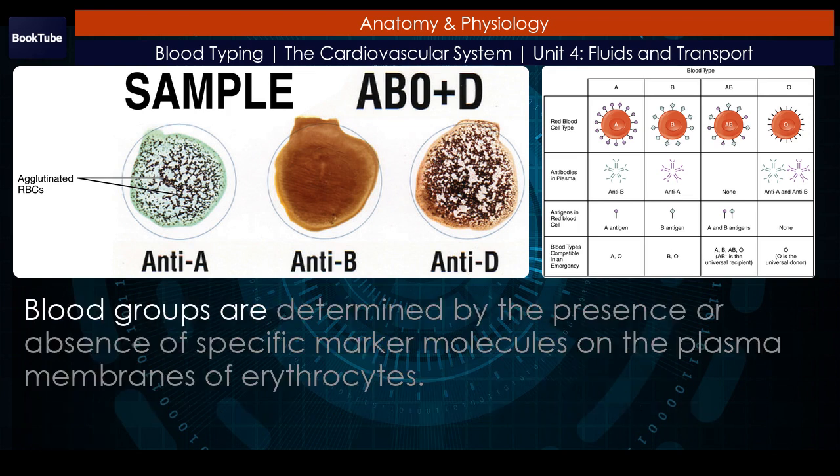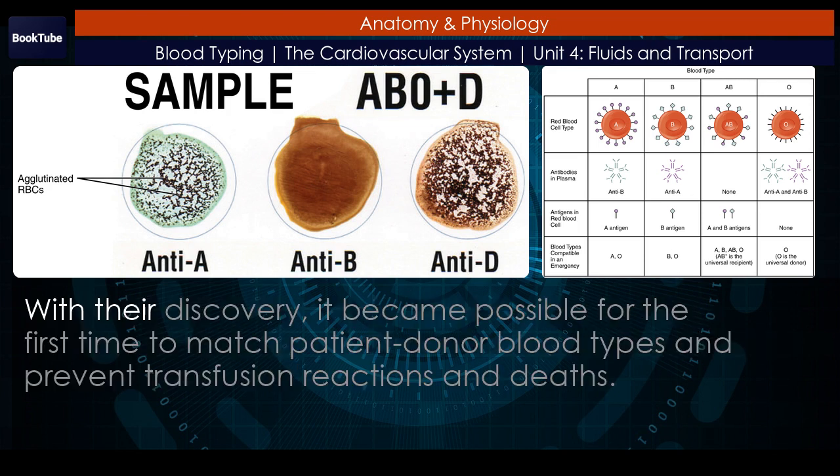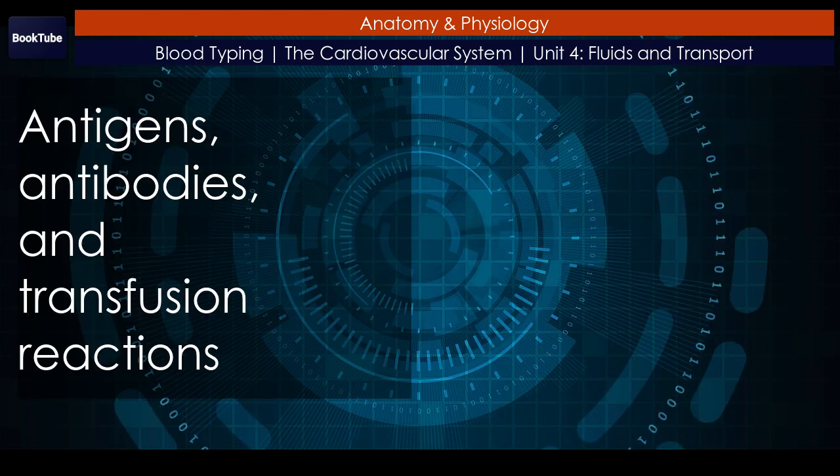Blood groups are determined by the presence or absence of specific marker molecules on the plasma membranes of erythrocytes. With their discovery, it became possible for the first time to match patient-donor blood types and prevent transfusion reactions and deaths. Antigens, antibodies, and transfusion reactions.